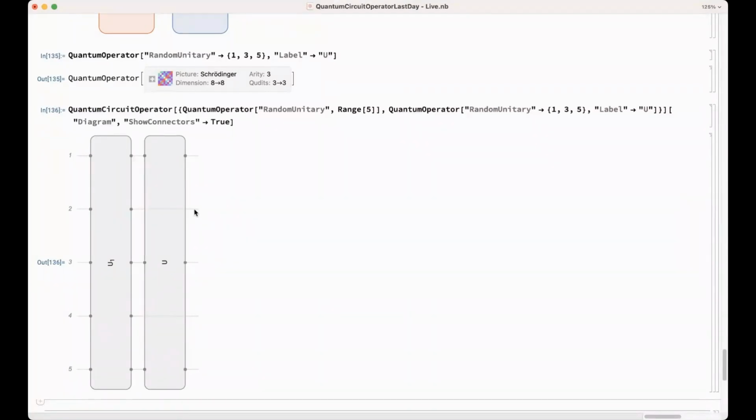When you have a big box acting only on the first, third, and fifth qubits, you can see that the second wire and the fourth wire are passing through that big box. But sometimes it's not very obvious for people, so those connectors can help you have a better understanding of how gates are acting.